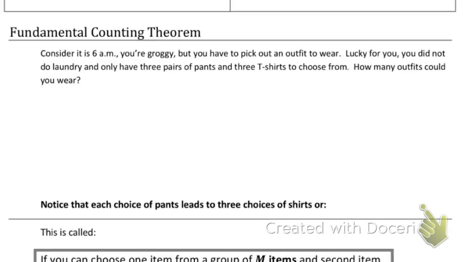All right, we're going to get on to the fundamental counting theorem, and I'm going to kind of push through so we can get done on time. Consider it's 6 a.m., you're groggy, but you have to pick out an outfit to wear. Lucky for you, you did not do laundry, and you only have 3 pairs of pants, 3 t-shirts to choose from. How many outfits could you wear?